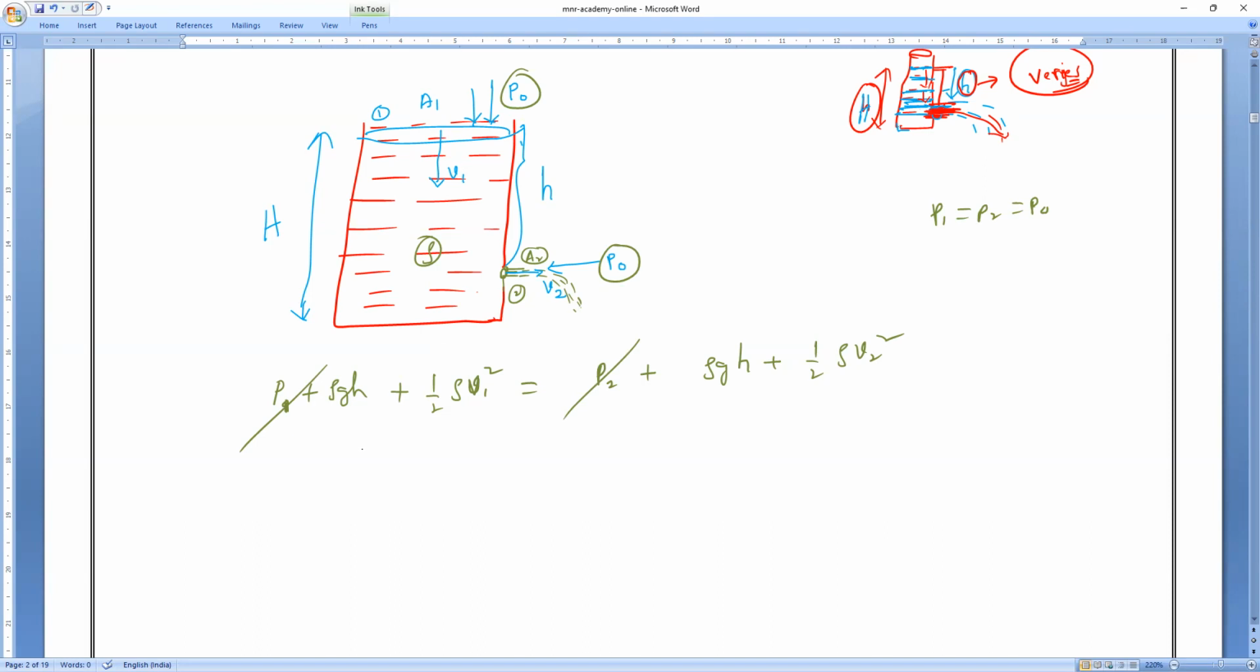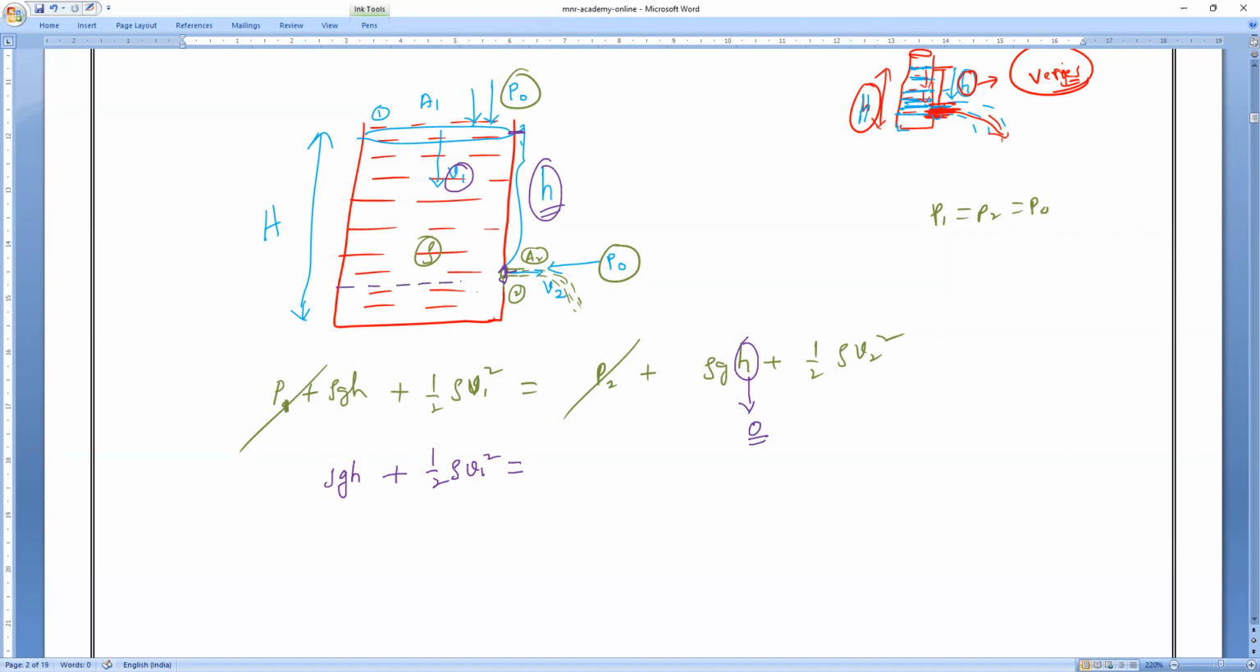Yes? Now, rho GH, the initial height is H only, where at V1, in this case, the height of the liquid above the hole is H. But if it is rho GH plus half into rho into V1 square, here you observe that at point 2, what is the height of the liquid? Height is measured from the baseline, guys.